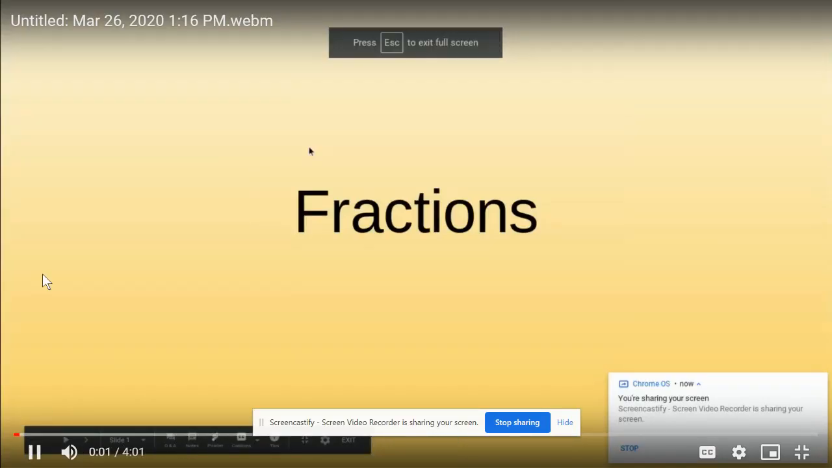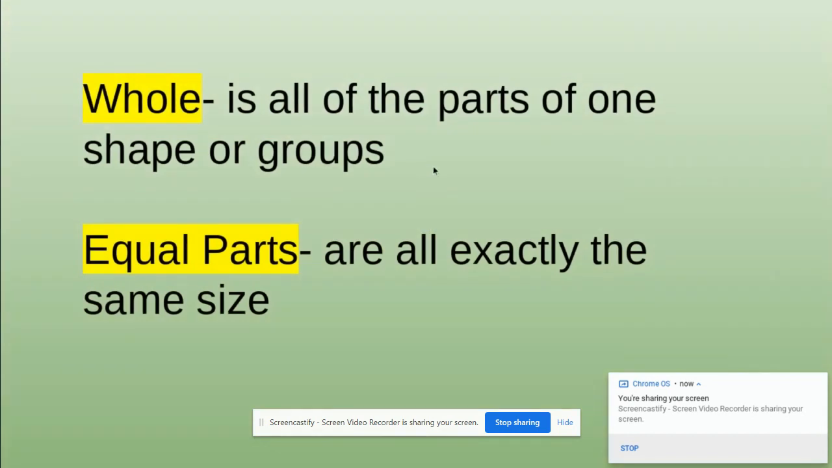So we're going to get started with fractions. Unit 7, chapter 8. And in our first lesson, we're going to talk about new vocabulary to get prepared for learning more about fractions. So when we discuss fractions, we want to know what a whole is.